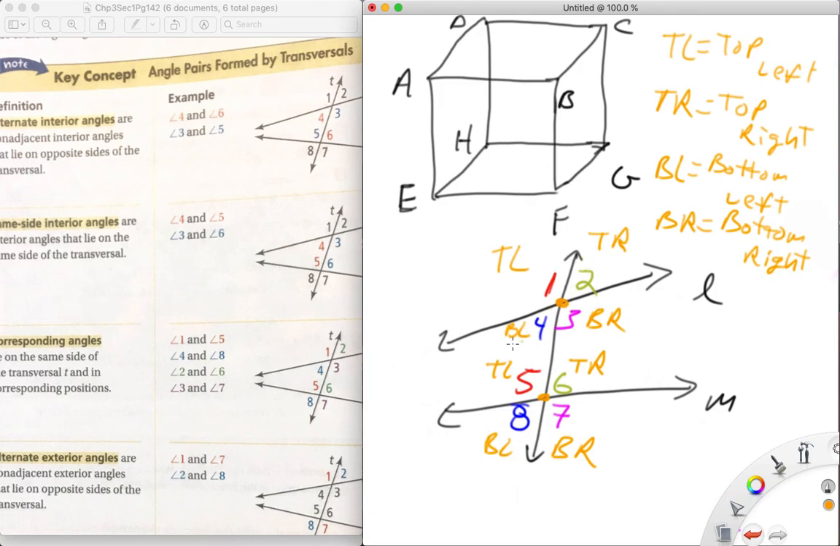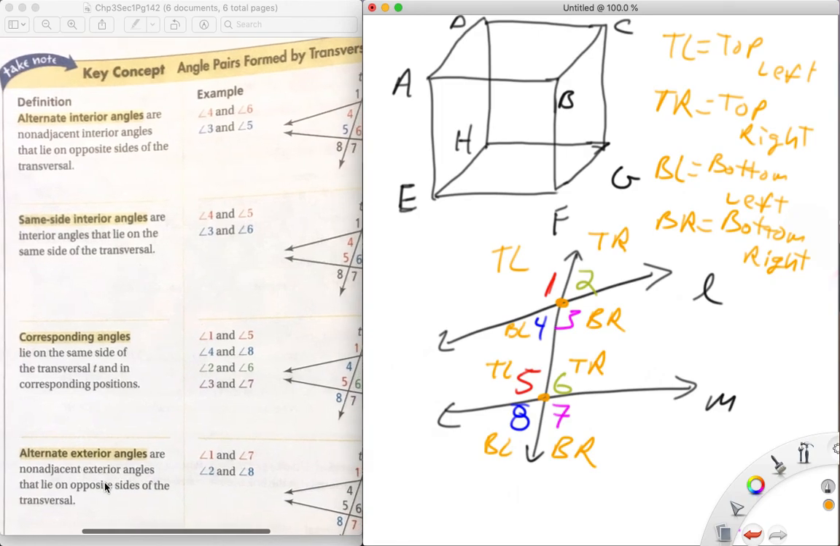It's in the bottom left. Angle 8 is also in the bottom left. So they're corresponding. They occupy the same place at the same time. So the definition the book gives is corresponding angles are angles that are on the same side of the transversal and in corresponding positions. I hate when you use corresponding to describe corresponding. So the symbol that I do is I do corresponding angles like that.